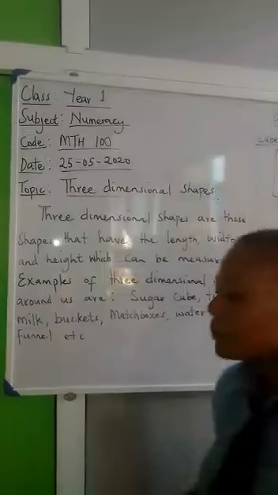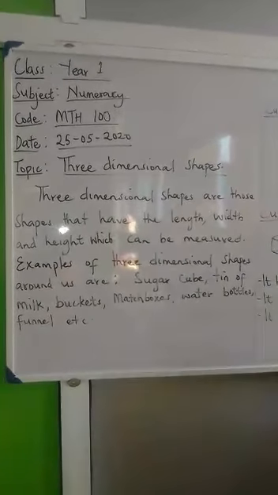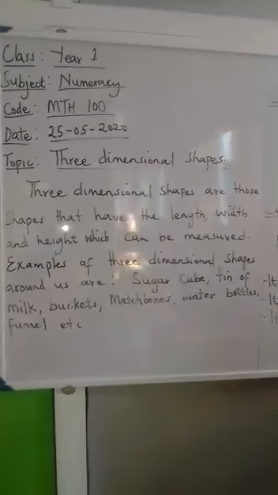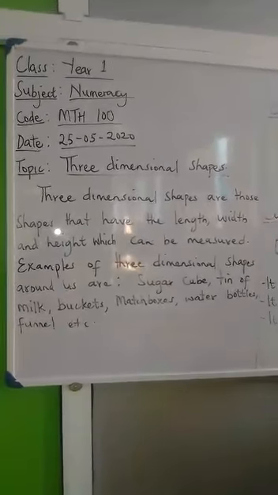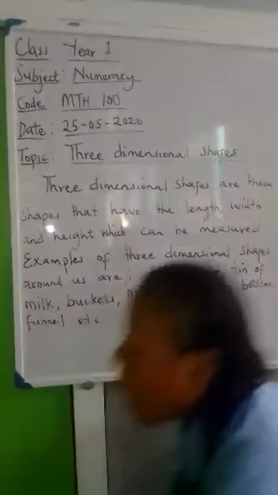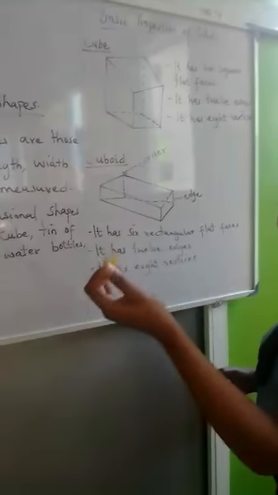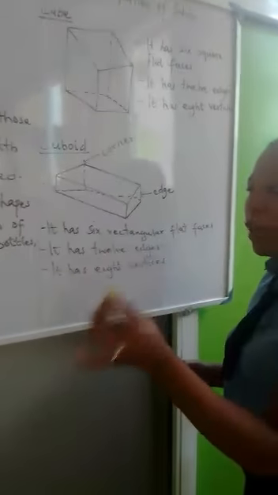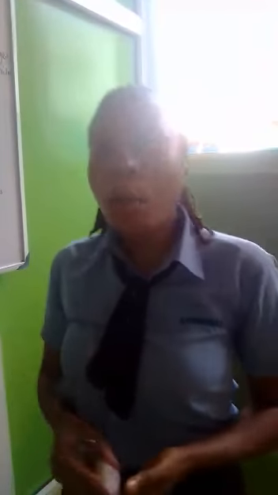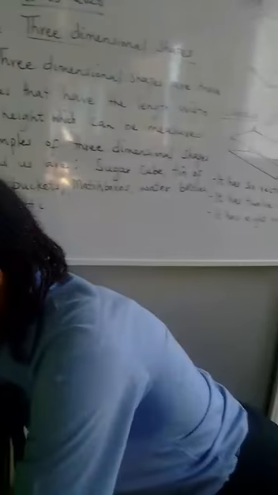This is an example of a three-dimensional shape. What are the examples of three-dimensional shape? Just like I have the matchbox. The matchbox is a good example of a three-dimensional shape. A sugar cube or Maggi cube is also an example of a three-dimensional shape. The tin of milk or your bottled water is also an example of a three-dimensional shape.